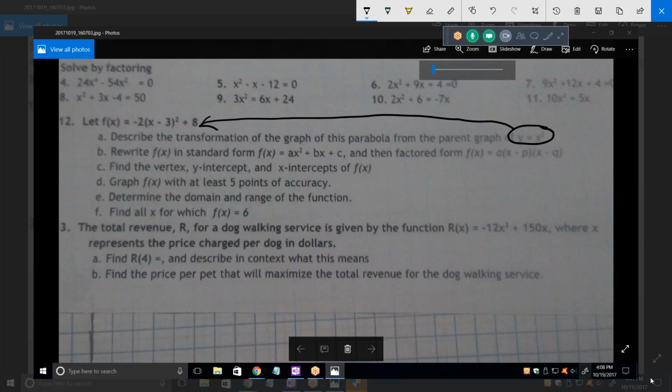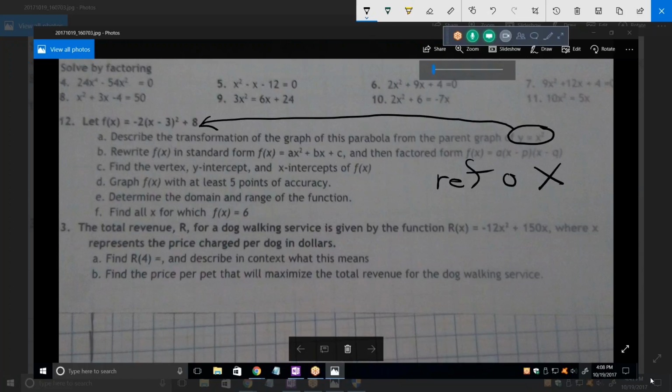So it is always left to right. Verticals, first of all, start with the negative sign. Always start far left and go to the far right. So it's a reflection over the x-axis. Okay.